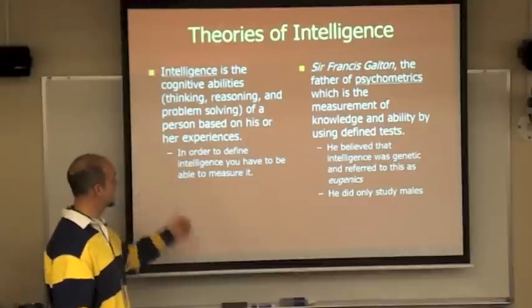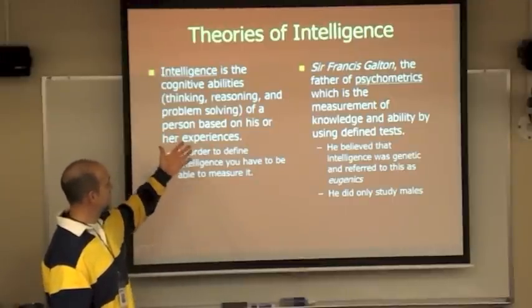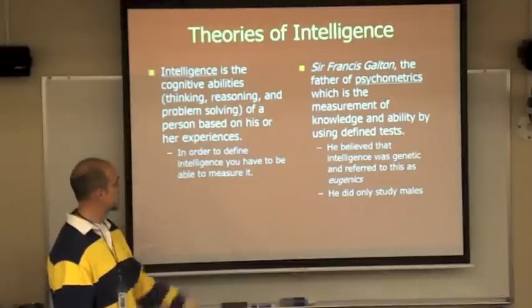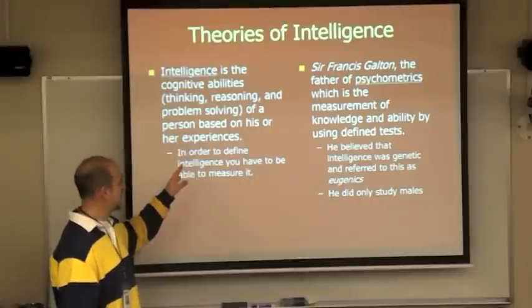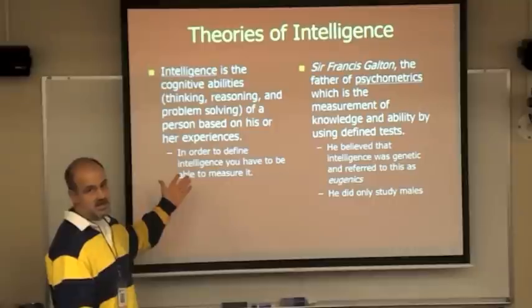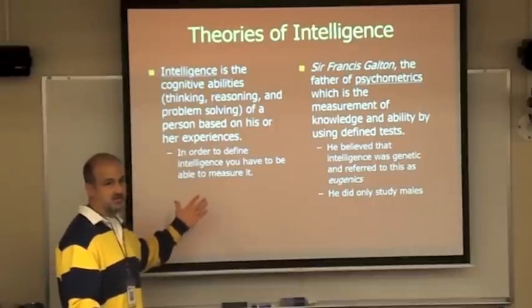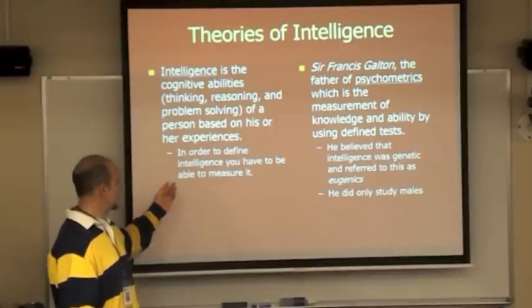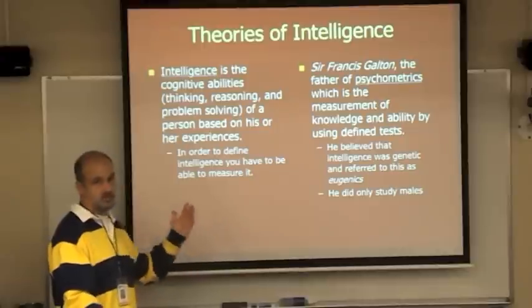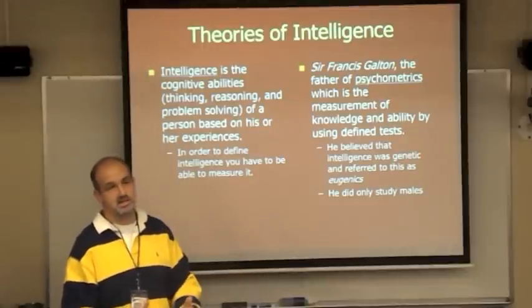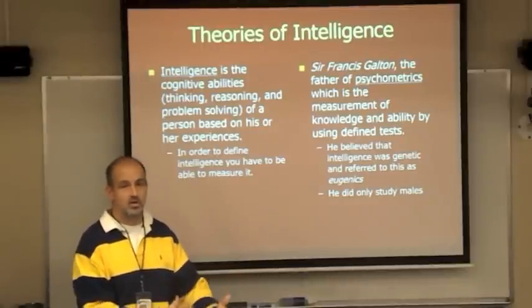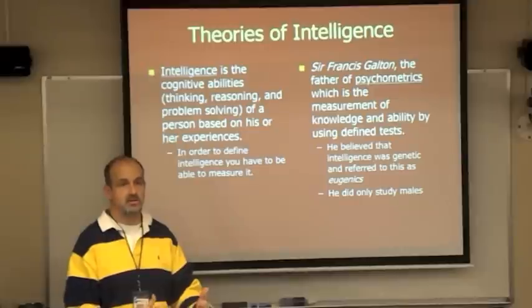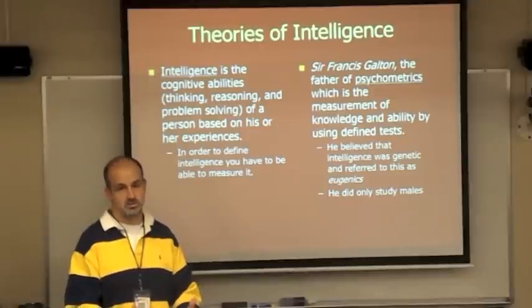Intelligence is our overall cognitive abilities, which includes our thinking, reasoning, and problem-solving skills, where we all are different. Now, this is based a lot of times on the experiences that we've encountered throughout our lives. In order to define intelligence, you have to be able to measure. And measurement basically is going to dictate a number. And a number is what separates different people in terms of their intellectual strengths.